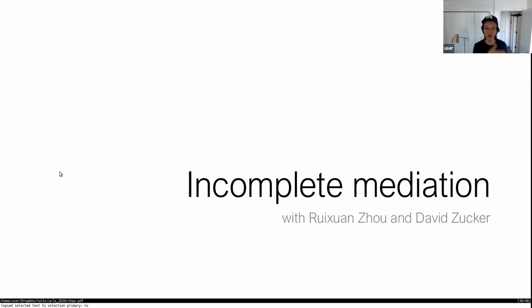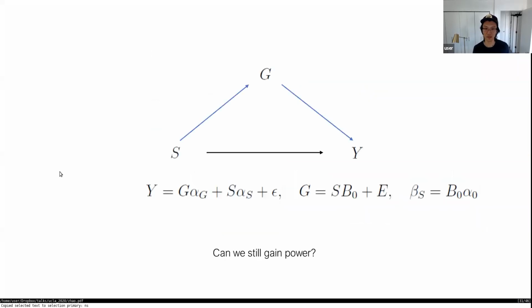So that previous work was with my student Rachel. And this is work that Rachel and I have been doing with David Zucker at Hebrew University in Jerusalem. And it's the same model, same situation, except we're adding this arrow back. If you add this arrow back, this term appears here. This didn't used to be there. And now we're still interested in the total effect. And we're now asking, if we allow this direct effect, can we still gain power?